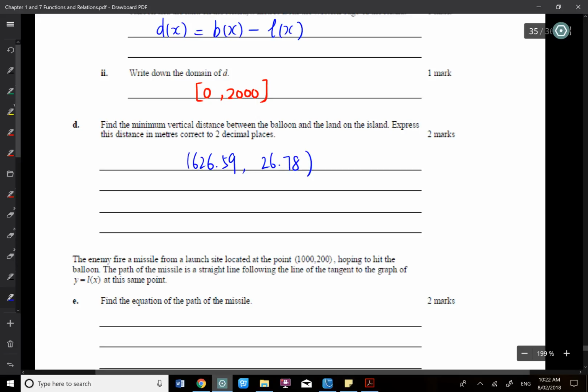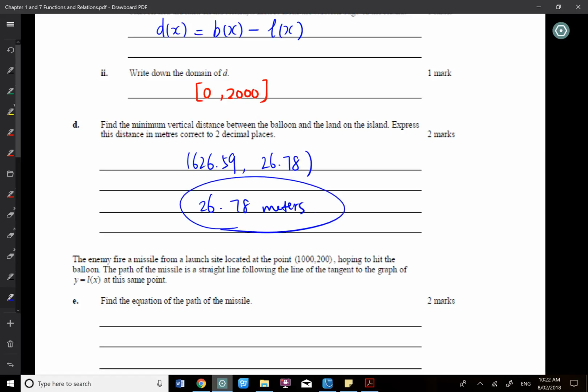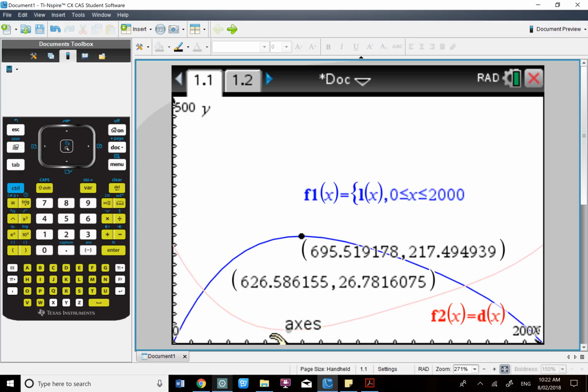So it asks you to find the minimum distance. So the minimum distance is this much in meters. It's all by calculator. It's the y value. The x value tells you where the minimum distance will exist. So go over 626 meters from the horizontal, and you will achieve the minimum distance. The coordinates, that's the horizontal distance. You don't really need that value. What you need is only the y value.